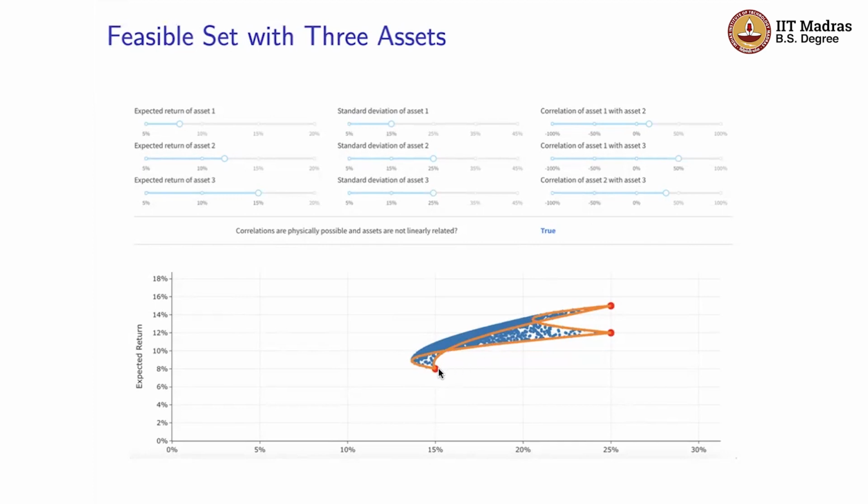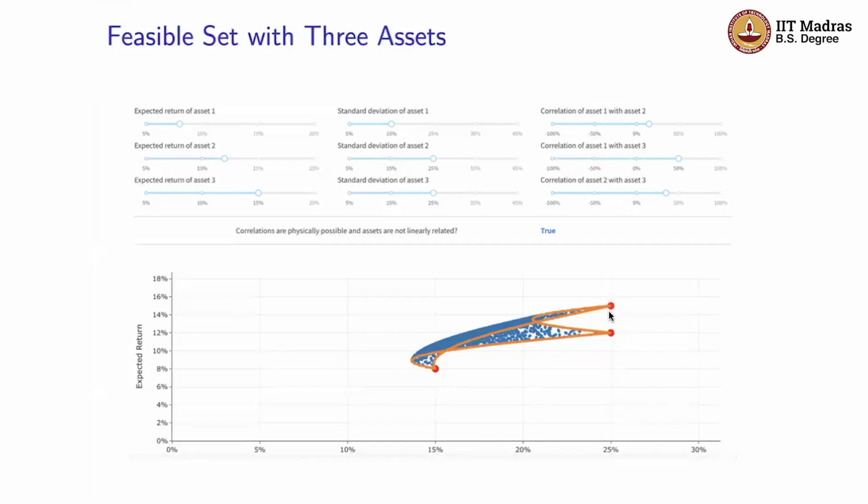Okay. So what you have here is, first, these 3 circles represent the 3 different assets, right? For example, this one represents asset 1, which has an expected return of 8% and a standard deviation of 15%. This one represents asset 2, which has an expected return of 12% and a standard deviation of 25%.